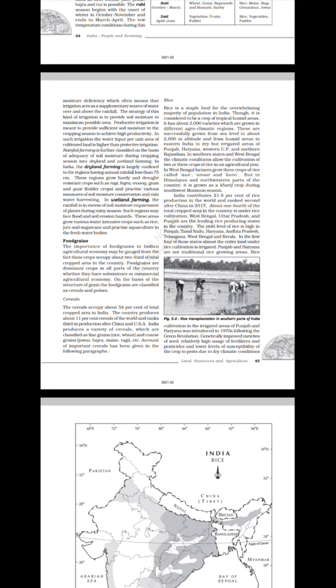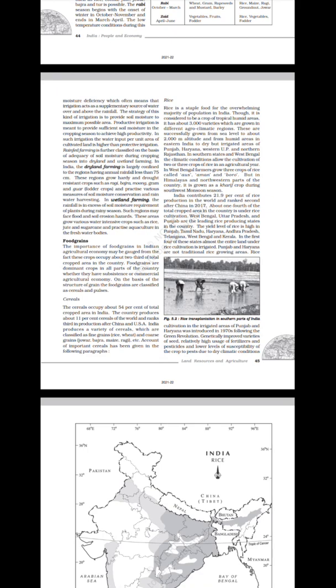Rain-fed farming is further classified, on the basis of adequacy of soil moisture during the cropping season, into dryland and wetland farming. In India, dryland farming is largely confined to regions having annual rainfall less than 75 centimeters. These regions grow hardy and drought-resistant crops such as ragi, bajra, moong, gram, and guar, fodder crops, and practice various measures of soil moisture conservation and rainwater harvesting.